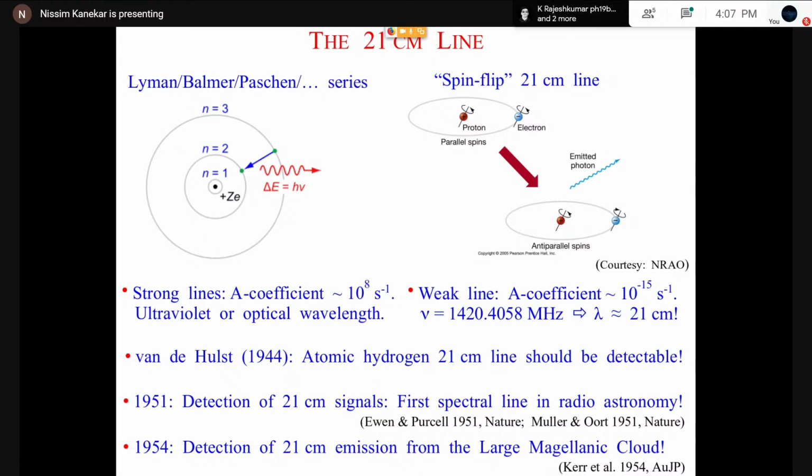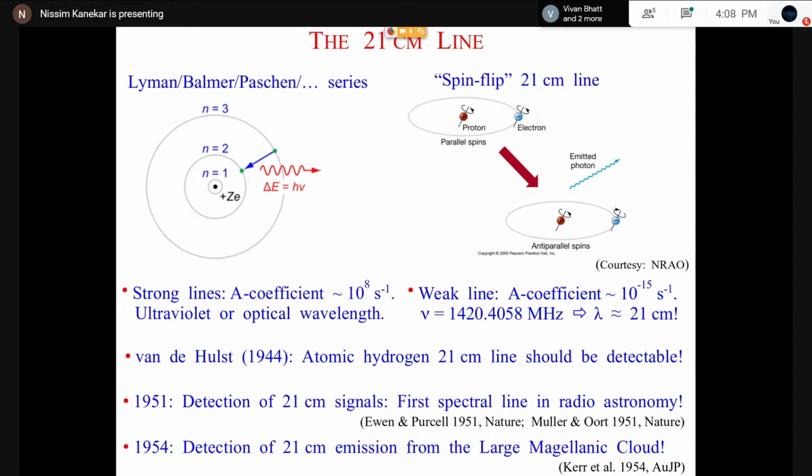And so you can have a transition in which the electron spin goes from being parallel to the proton spin to being anti-parallel. And that transition happens with the emission of a photon at a frequency of 1420.4058 megahertz, which corresponds to roughly lambda 21.11 centimeters. And this is called the 21 centimeter line. Astronomers are not known for their originality in names, shall we say. So the fact that the wavelength is 21 centimeters gives you the name of the line.